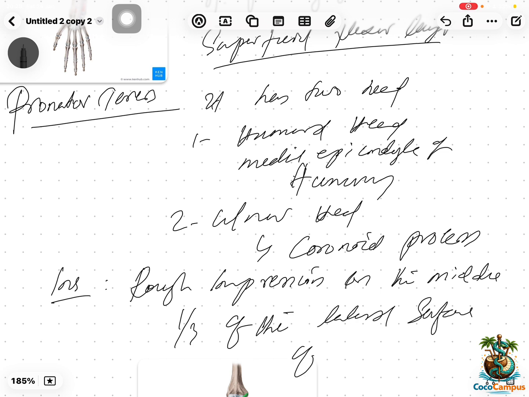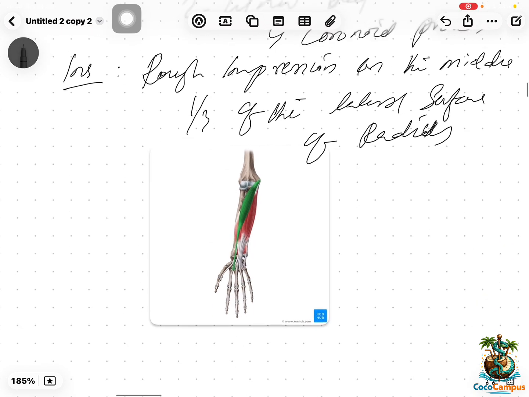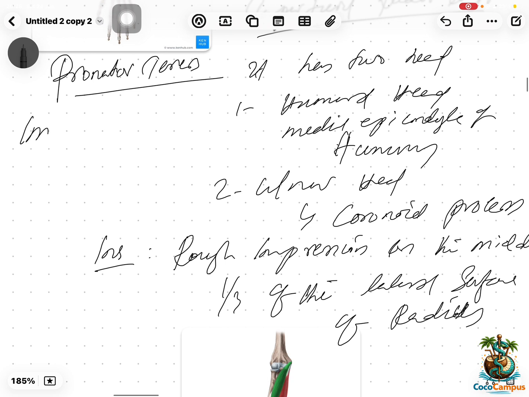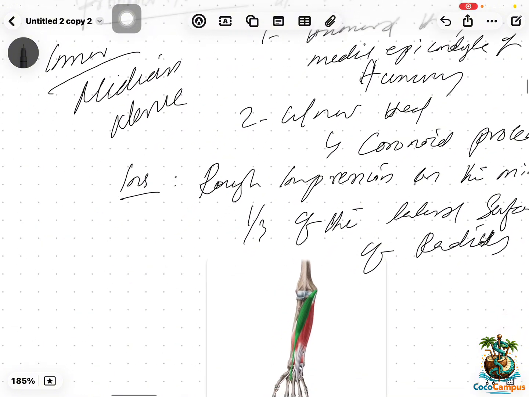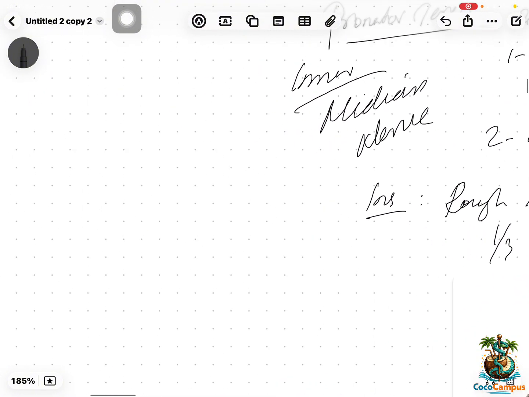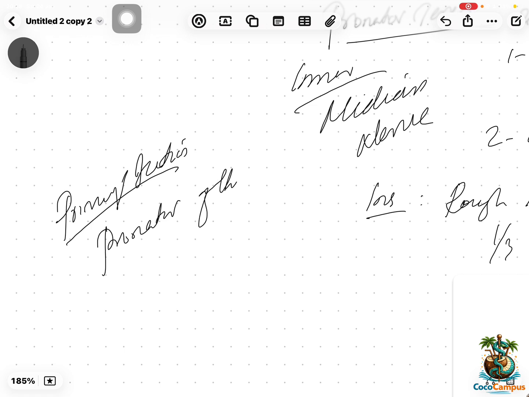Now, let us look at the innervation. The innervation consists of the median nerve, C6, C7. And the primary action is that it is the major pronator of the forearm and assists in elbow flexion.